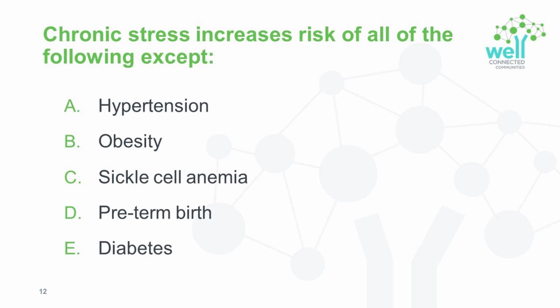This is our last question. Chronic stress increases risk for many health problems. Of the conditions listed on this slide, which is not impacted by chronic stress? Hypertension, obesity, sickle cell anemia, preterm birth, or diabetes? The answer is C, sickle cell anemia. Sickle cell anemia is a genetic disease that is inherited from biological family members. Chronic stress is a risk factor for all the other conditions listed.